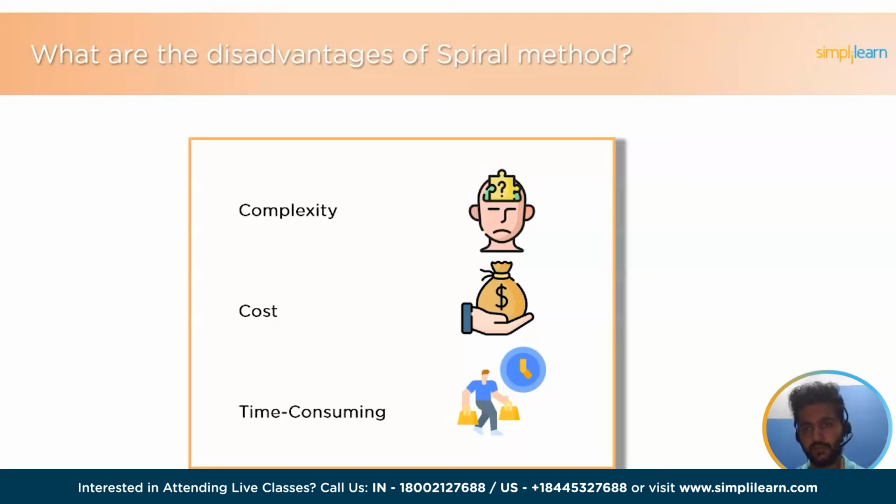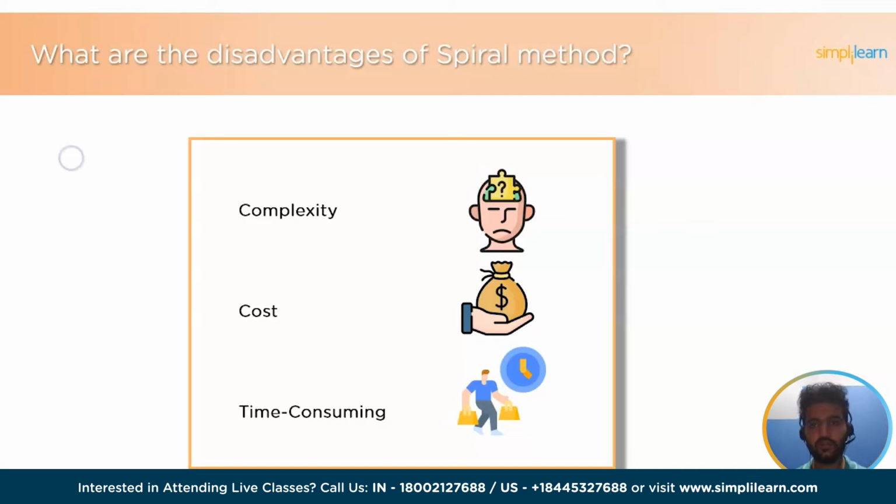Then cost. The spiral model can be expensive as it requires multiple iterations and evaluations, which can increase the overall cost of the project. Third is time consuming. The spiral model can take a long time to complete as it involves multiple iterations and evaluations. This may not be suitable for projects with strict time constraints.